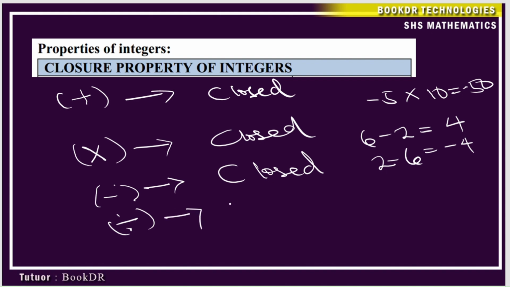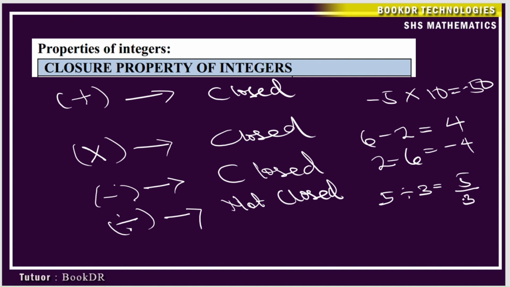Division is not closed under integers because an integer divided by another integer will not always yield an integer. For instance, 5 divided by 3. The result is not an integer. This will yield a decimal fraction. We know fractions are not integers.